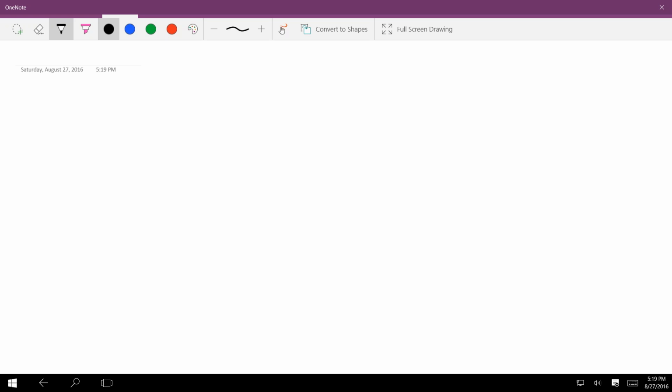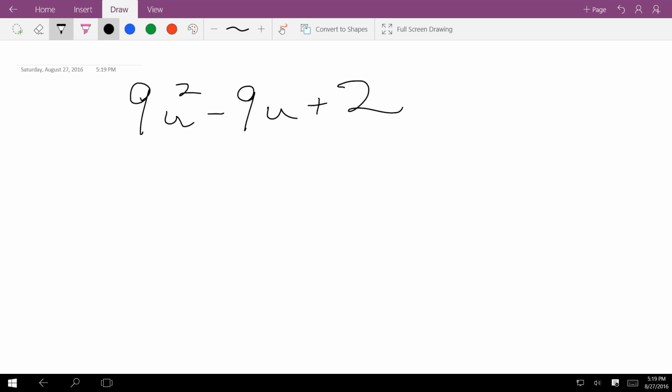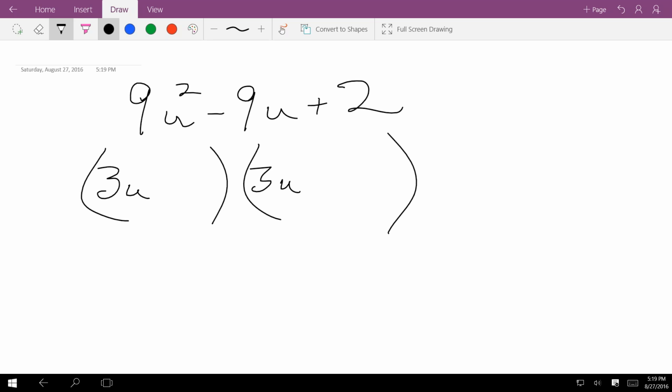I have 9u squared minus 9u plus 2. Better hope it can be factored, because I can't take any greatest common factors. Where am I going to start? You could do 3u and 3u. It's always a good starting spot. What's both signs going to be? They're both going to be negative.